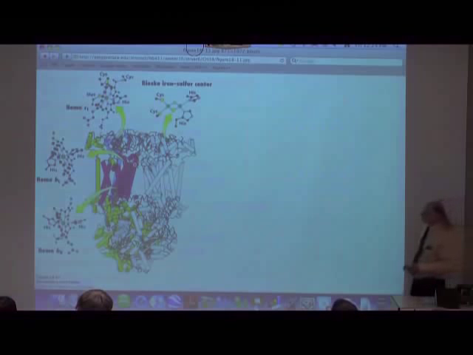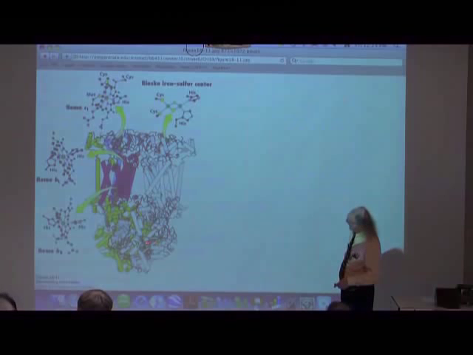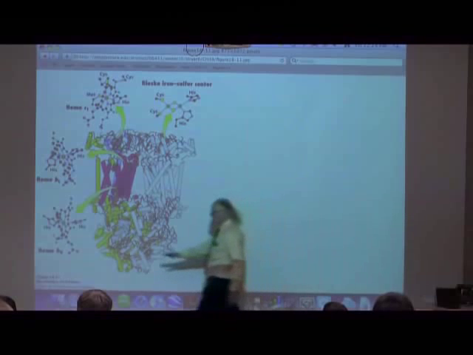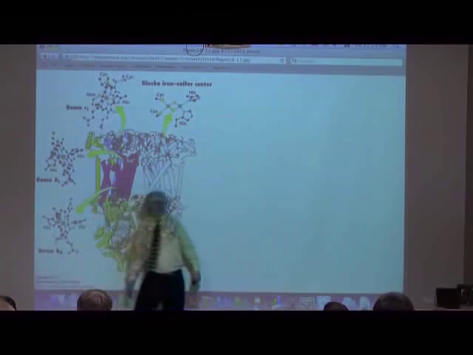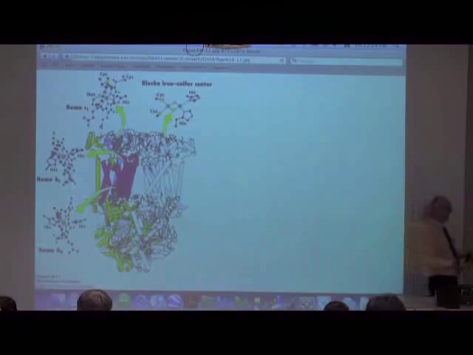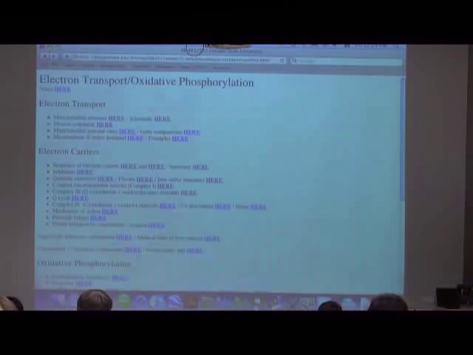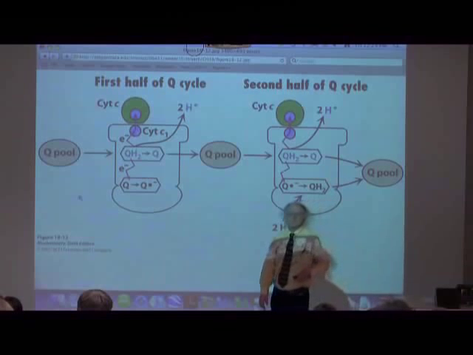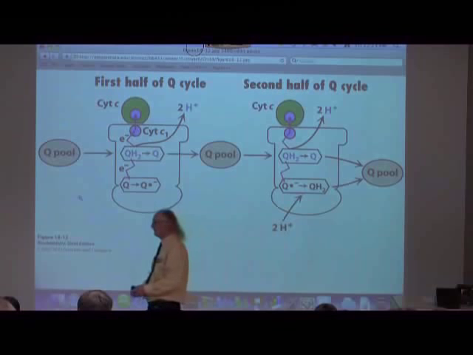This is the structure of complex 3. Within it there are iron sulfur centers, like we saw in the other one before. That's not of too much importance. We also see that complex 3 has the first heme groups in cytochromes that we've seen. So complex 3 has both iron sulfur proteins and heme proteins. But more importantly, what happens in complex 3 is a cycle that we refer to as the Q cycle. The Q cycle works like this.